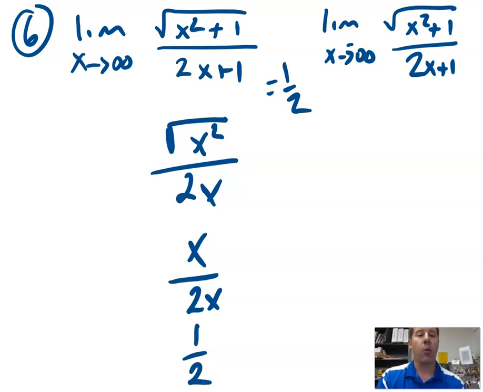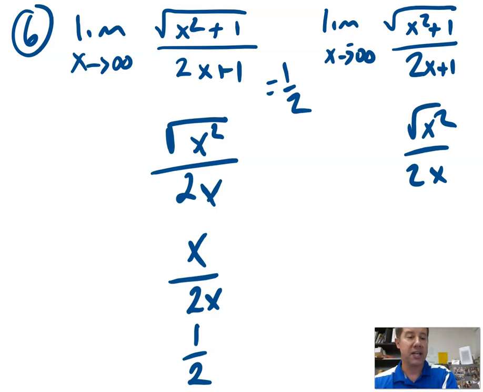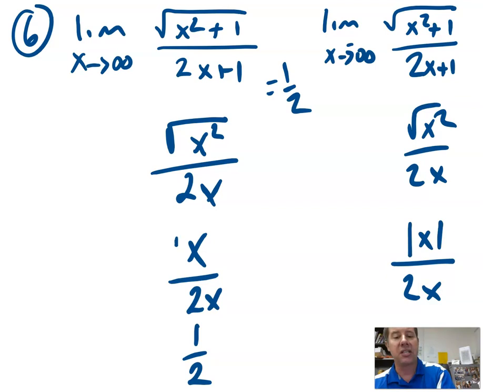Going to negative infinity, my work turns out very similar. I get the square root of x squared over 2x. I don't have to worry about the plus 1s. I take the square root of that. However, what I neglected to mention was that whenever you take the square root of a number, the square root of 9 is always 3. It's not negative 3. Whenever you take the square root of a number, you always get a positive value. So really what I should have done over here was put an absolute value on that.